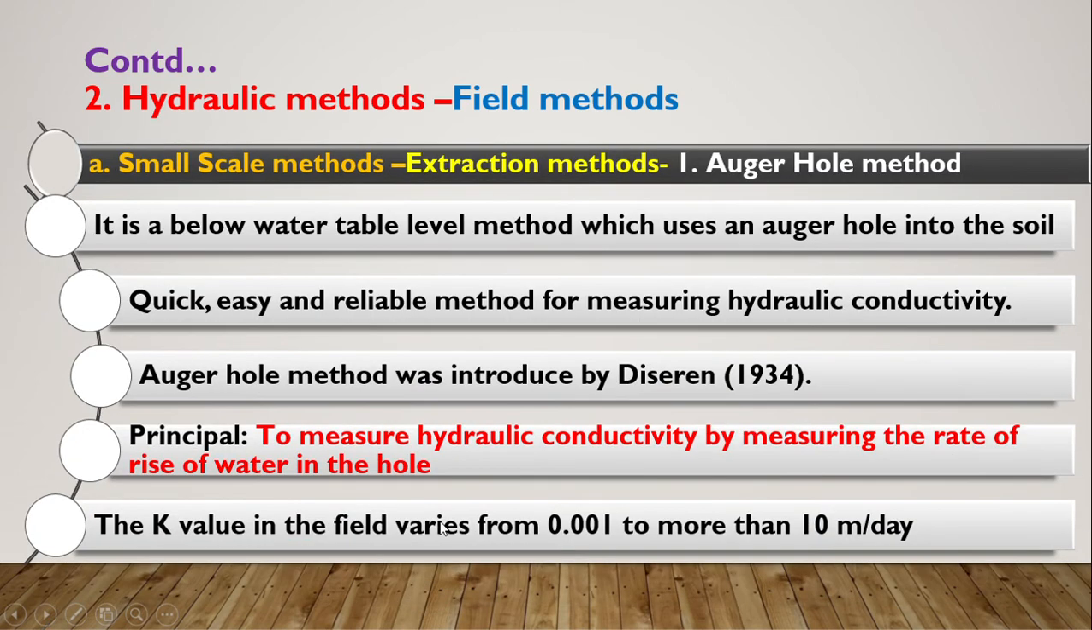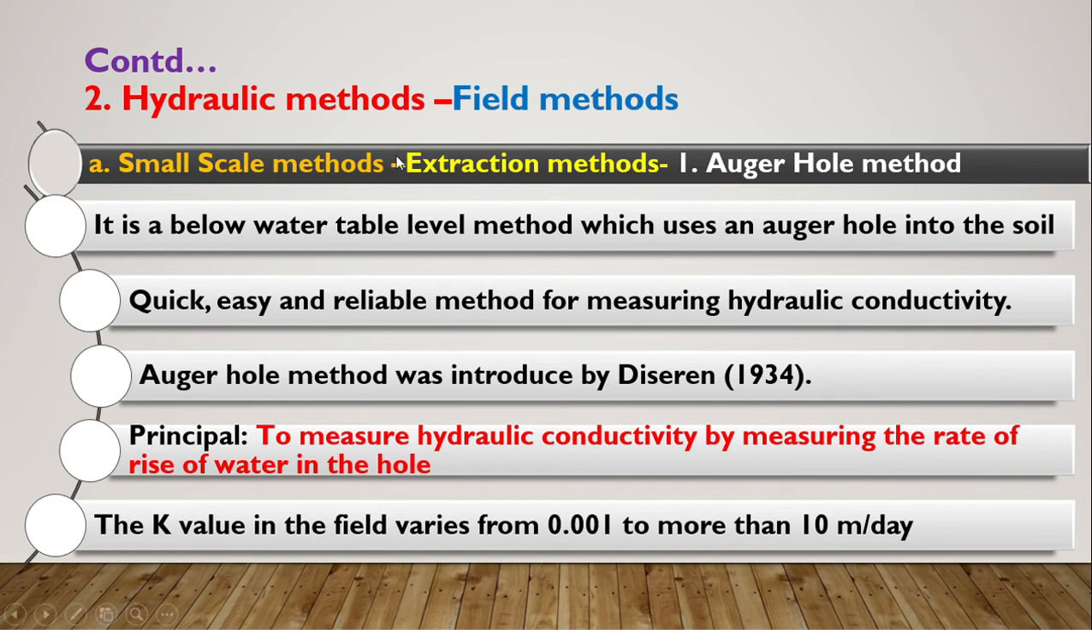We will see the Auger Hole method. The principle of this method is to measure hydraulic conductivity by measuring the rate of rise of water in the hole. Earlier it was the rate of decline of water. In this case, it is the rate of rise of water because we are extracting water. All these extraction methods are below water table methods. We will dig the hole below the water table. Earlier, we dug the hole above the water table.